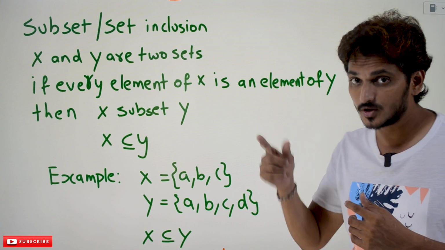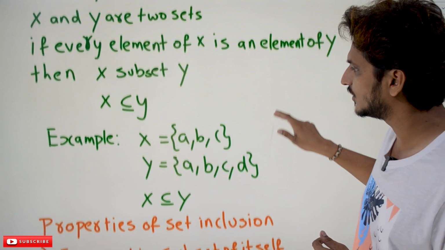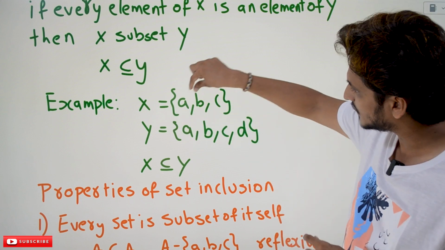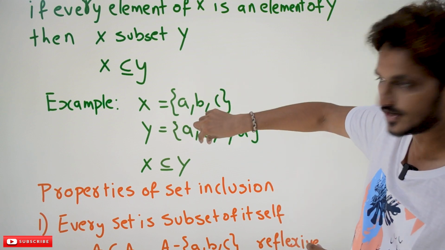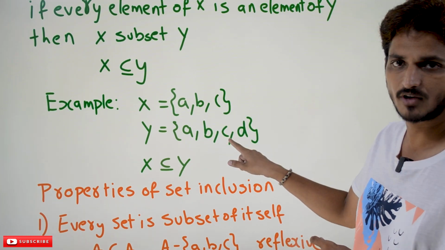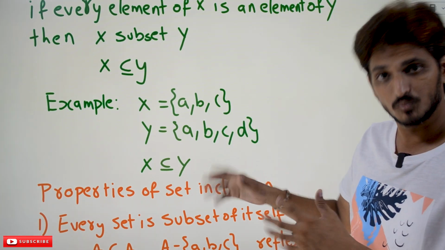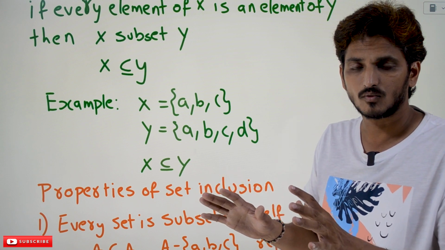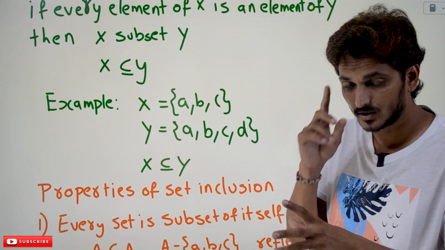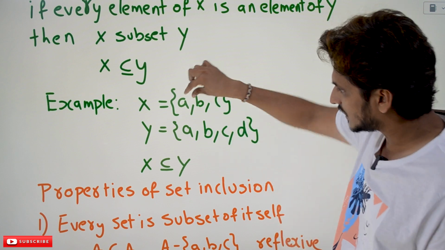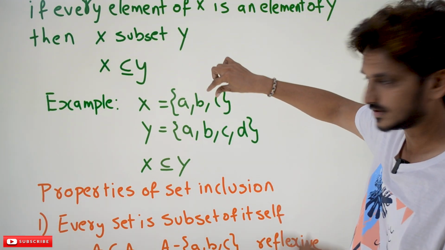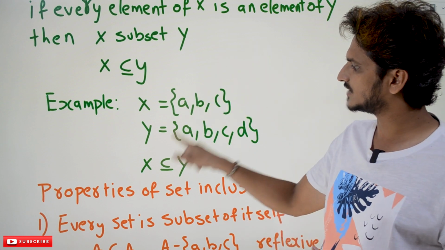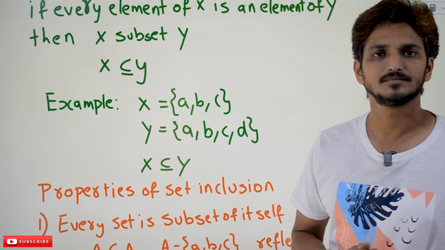And one more important point you need to understand, with an example. X is equal to A, B, C. Whatever elements are present in X, they should be present in Y. A, B, C are present in Y. Y can contain more elements also. We don't bother about that condition. Whatever elements are present in X, those elements should be present in Y. If that happens, then X is a subset of Y.